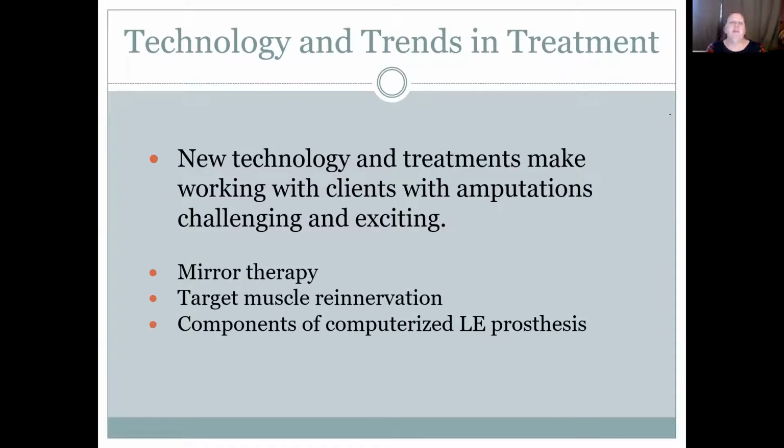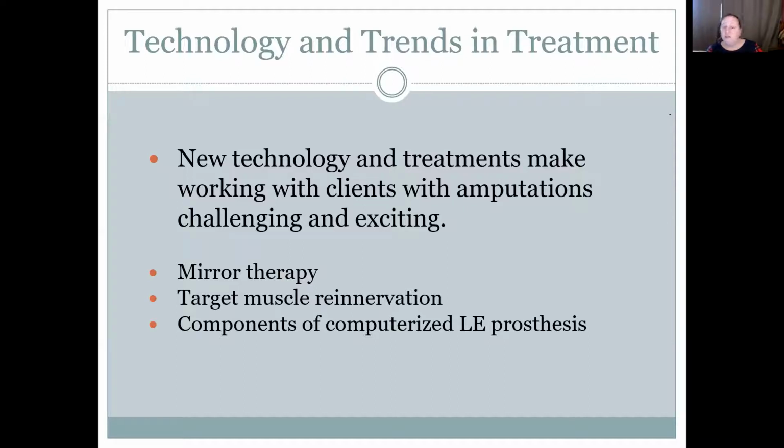Technology and trends in treatment. It's always changing, it's always challenging, and it's always exciting when something new comes out. Mirror therapy, I brought up earlier, is where you place the limb that is intact in front of a mirror and have the client look at it because it is a reflection of the limb that is gone. And if they can see that their limb is there, they quit having pain, they quit having phantom sensations, and so forth. And Megan, again, is going to talk about that, I believe, a little more in depth.